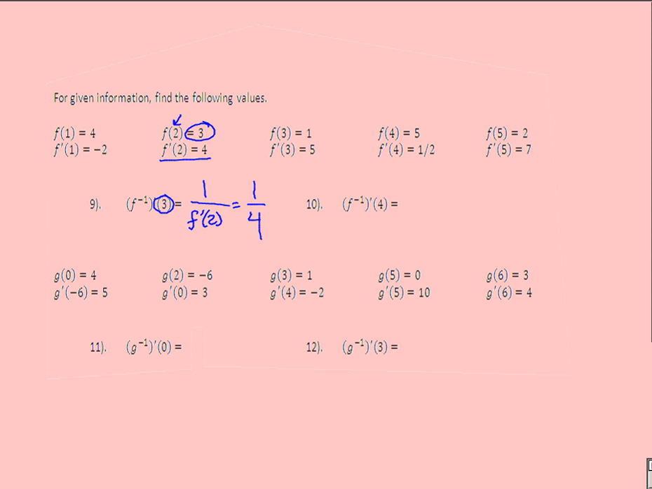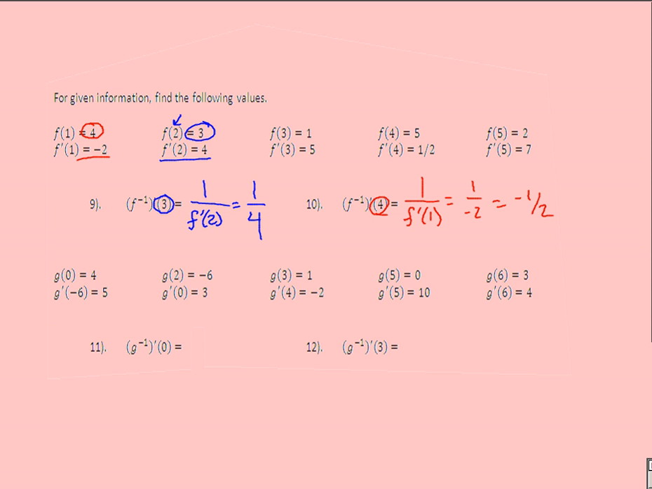For this one, same sort of idea. I need to say, when does my function equal 4? It equals 4 at an x value of 1. So I want 1 over f prime now of 1. And f prime of 1 is negative 2. So my answer is 1 over negative 2, or negative 1/2.